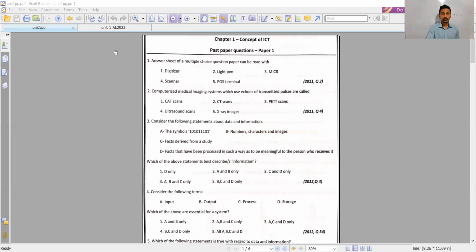Okay. So this tutorial was given last week. This is a past paper question from Concepts of ICT, from Unit 1. We have already discussed that unit, and I told you to finish this tutorial at home. For those who came today, I sent it through the group. I hope you have done some of them.